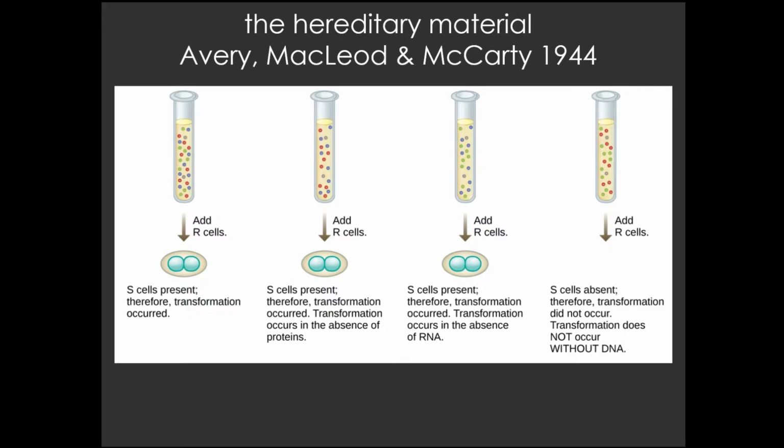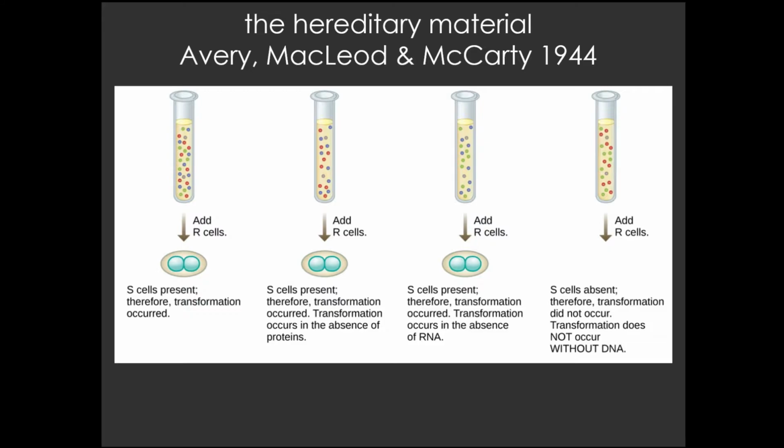We have transformation in the first tube, which tells us that transformation occurs in the absence of protein, so it's not the proteins doing it. In the third tube, we have transformation in the absence of RNA, so that tells us RNA is not the transforming principle. And then finally, in our fourth tube, there's no smooth cells. Transformation of the rough cells that were added did not occur, and so transformation does not occur without DNA, which indicates to us that DNA is the material directing the synthesis of the capsule.